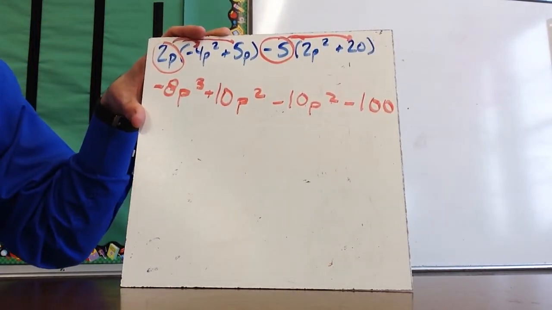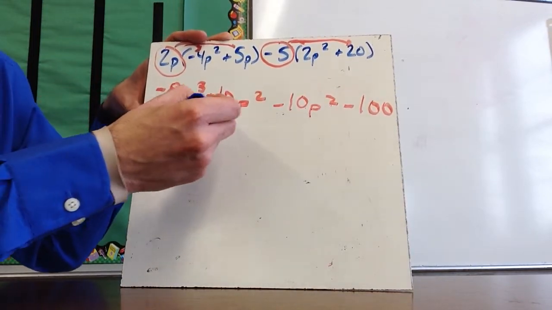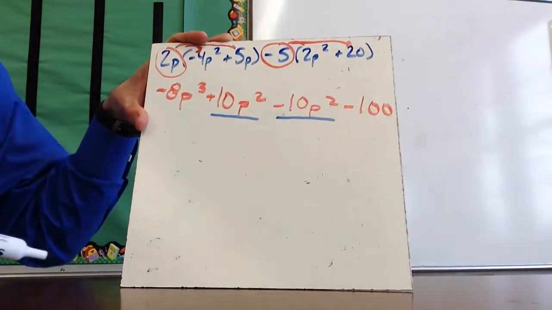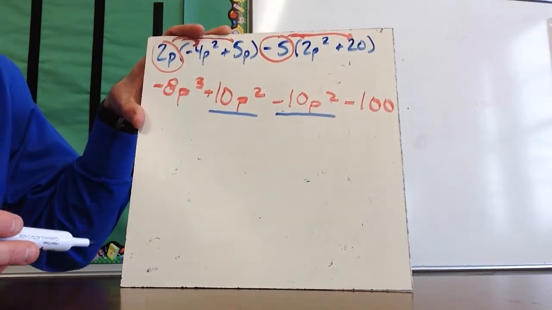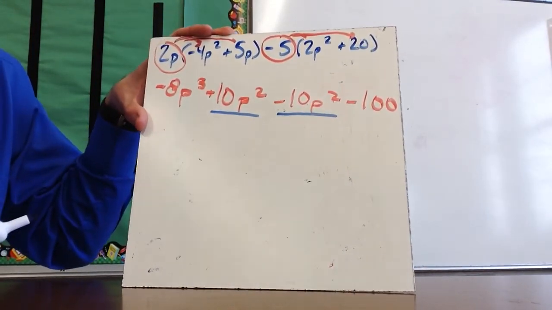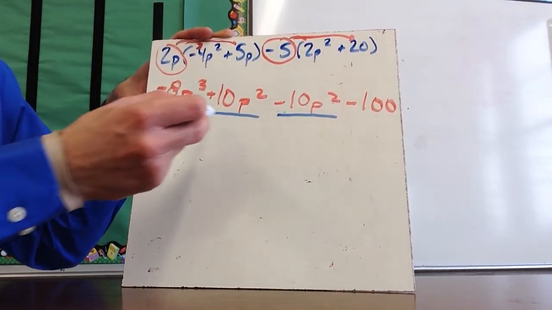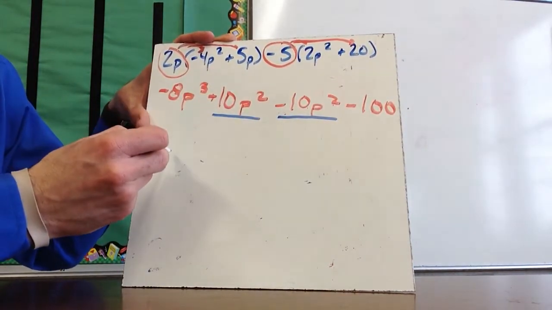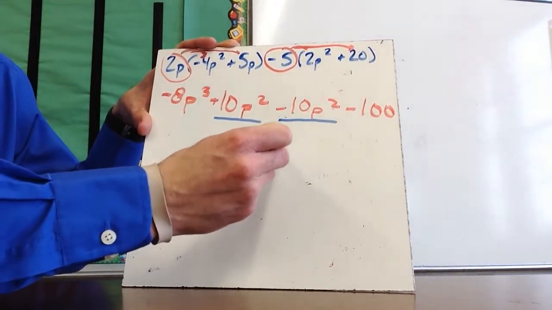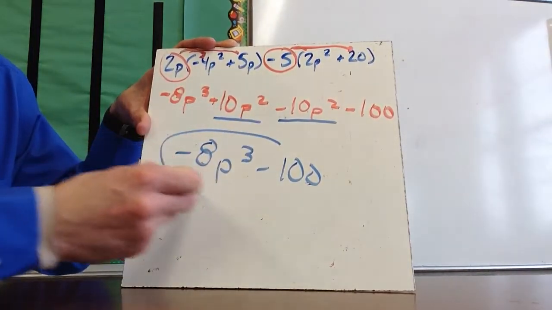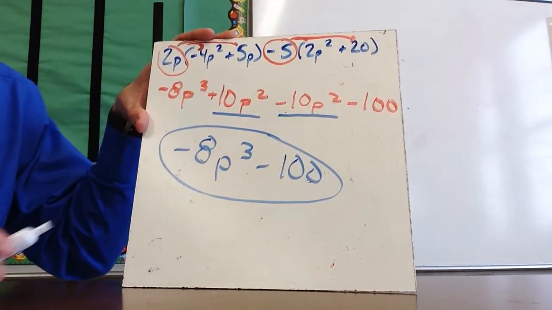All right, now, as I simplify, I'm looking for combining like terms. I see that the p squareds are alike, so I got 10p squared minus 10p squared, 8 minus 8, 100 minus 100, 10p squared minus 10p squared, all those equal 0, which means that this is going to cancel itself out. So I'm going to be left with negative 8p to the third minus 100. Who would have thought when we started all that, simplifying down to here?